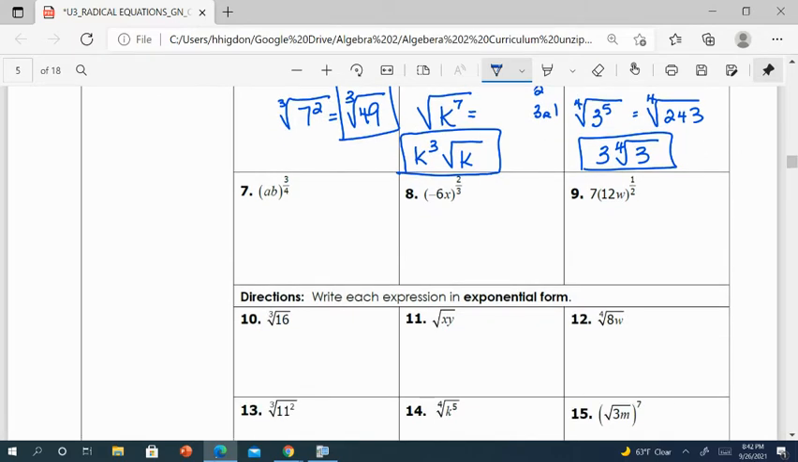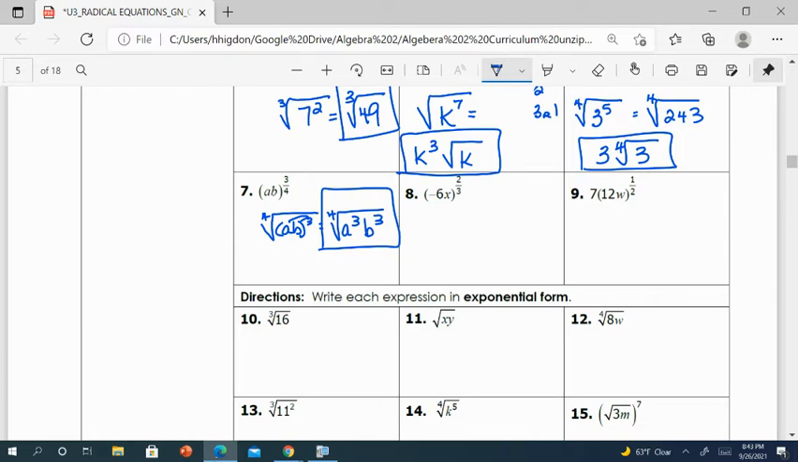Number 7, ab to the 3/4 power. Again, the a and the b are both inside parentheses. And the 4 is your index, and the 3 is on the a and the b. So what that's going to do here is that exponent, if you think back to that first lesson, is going to distribute to both the a and the b. So this is going to become the 4th root of a to the 3rd, b to the 3rd. Now, because we only have 3 a's and only 3 b's, there's not enough for anything to come out of that radical.